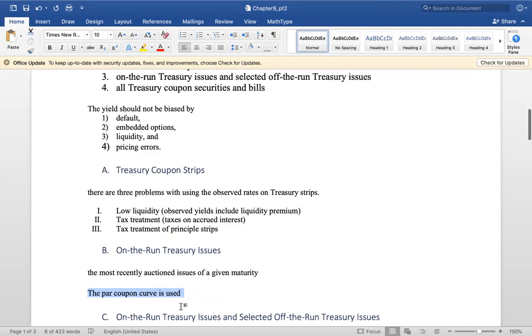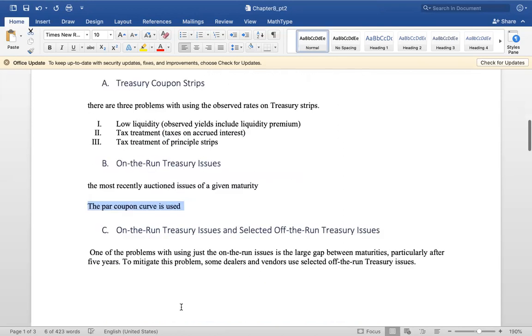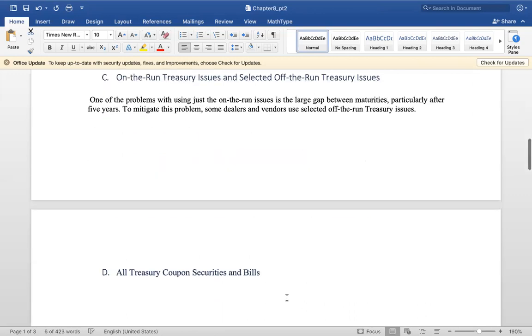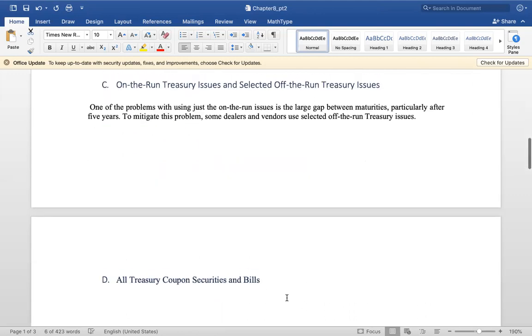The third is on the run treasury securities and selected off the run treasuries. One of the problems with using only on the run issues is the large gap between maturities, particularly after 5 years. To mitigate this, we use some off the run securities as well. Typically, the issues used are the 20-year and 25-year issues, given the par coupon curve.